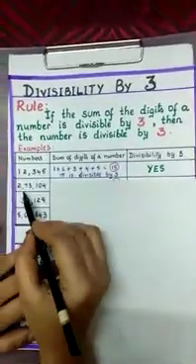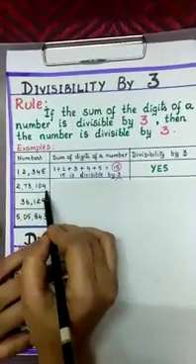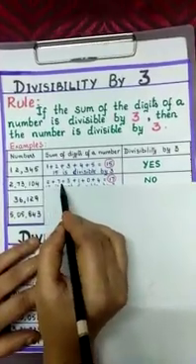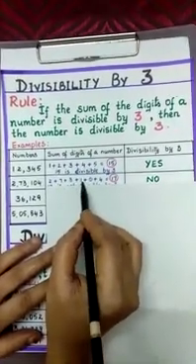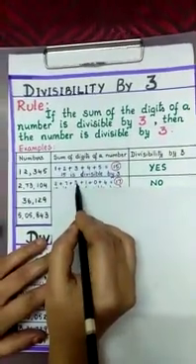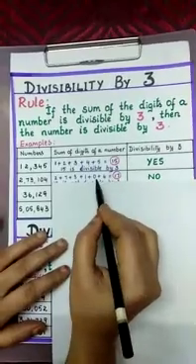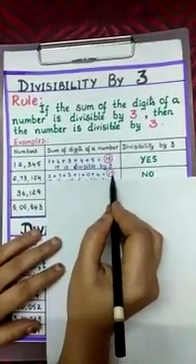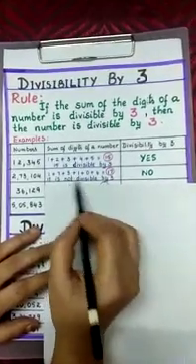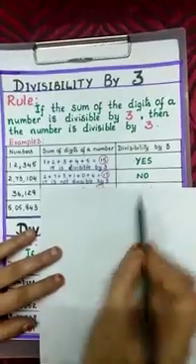Now you see the next number. 2,73,104. Now you see the sum of digits. 2 plus 7 plus 3 plus 1 plus 0 plus 4. 2 plus 7, 9. 9 plus 3, 12. 12 plus 1, 13. 13 plus 0, 13. 13 plus 4, 17. Now tell me, is 17 divisible by 3? 17 is not divisible by 3. Hence, this number is not divisible by 3.